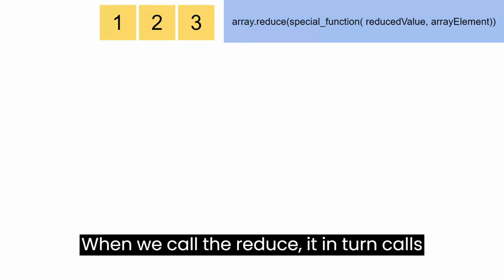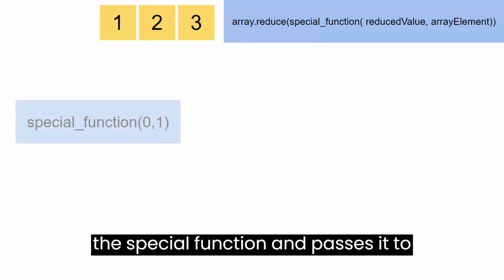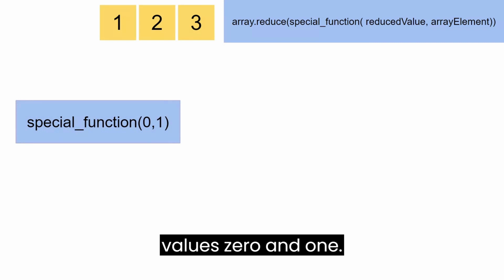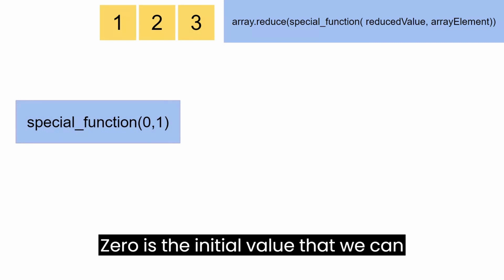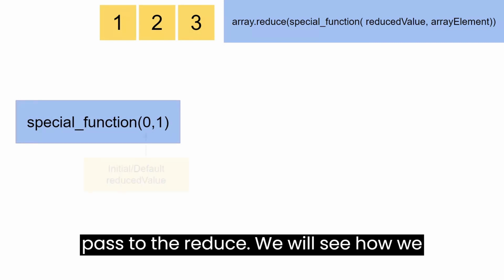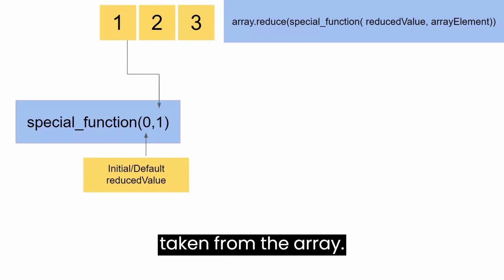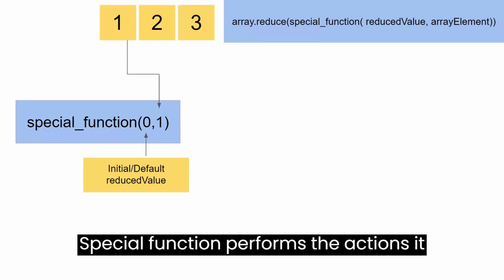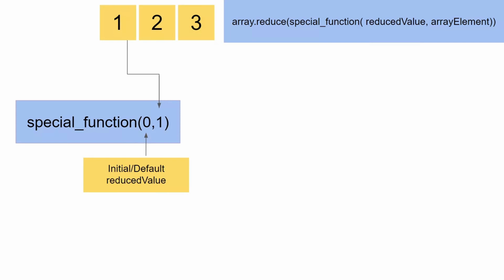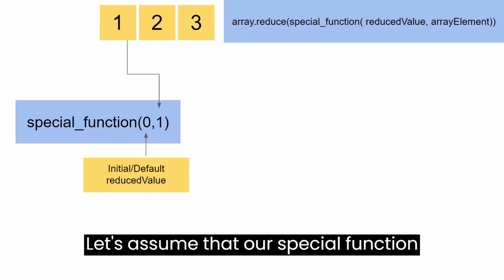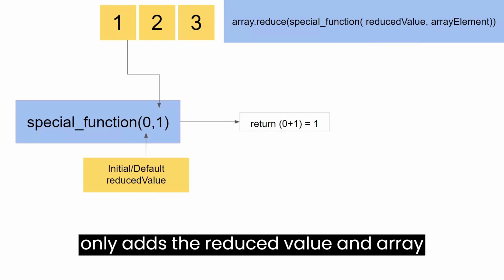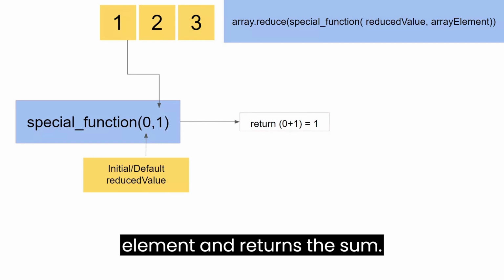When we call the reduce, it in turn calls the special function and passes it two values, 0 and 1. 0 is the initial value that we can pass to the reduce. We will see how we can do that. 1 is the first element taken from the array. Special function performs the actions it requires and returns a value. Let's assume that our special function only adds the reduced value and array element and returns the sum.